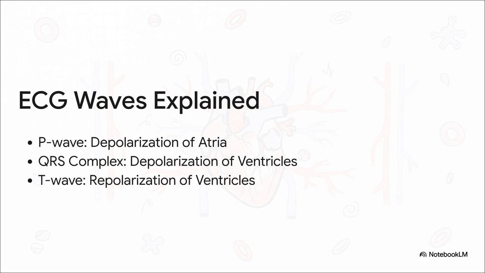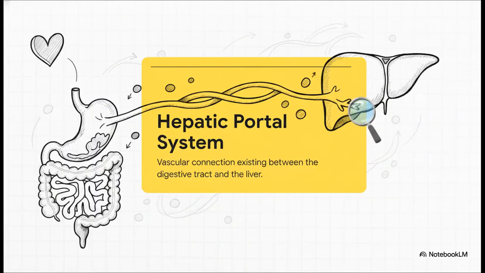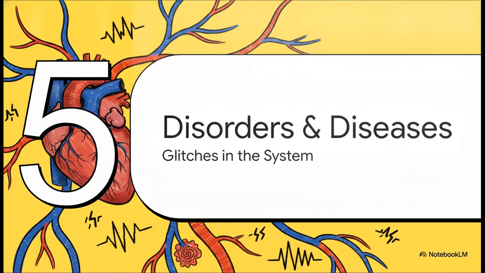Before we move to disorders, there is one highly specialized vascular highway worth a quick mention. It's called the hepatic portal system. Rather than blood just flowing straight from your gut back to the heart, this is a totally unique connection directly between the digestive tract and the liver. It ensures that all that nutrient-rich blood from your digestion gets processed by the liver first before it's allowed to join the general circulation.